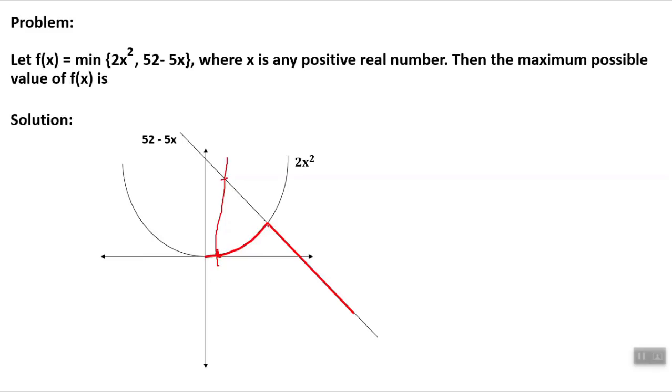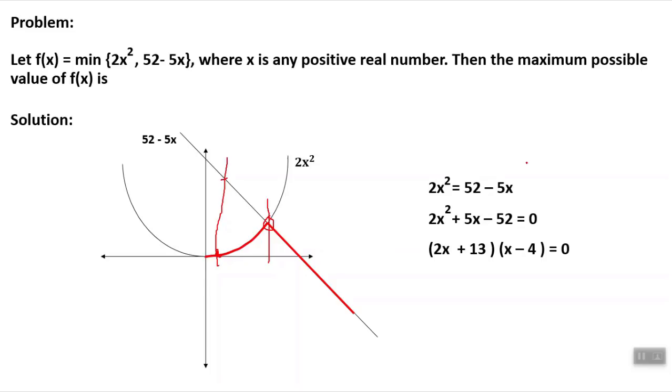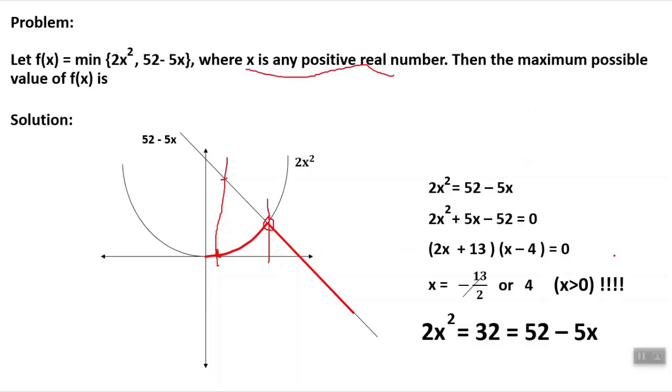Some part of the parabola in the beginning and then the straight line. Obviously, they are asking what the maximum value of this function is at this point. So we must know at what point these 2 curves intersect. It means 2x squared must be equal to 52 minus 5x. We get a quadratic, we factorize it, and x can be either negative 13 by 2 or 4. They have said that x is a positive real number, so negative 13 by 2 is not admissible. x is equal to 4. 2x squared will be equal to 32. Simple, huh?